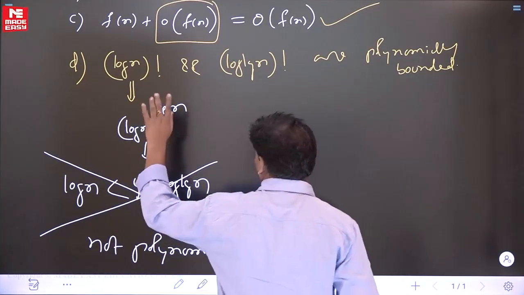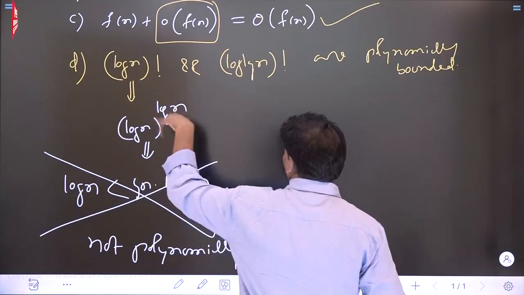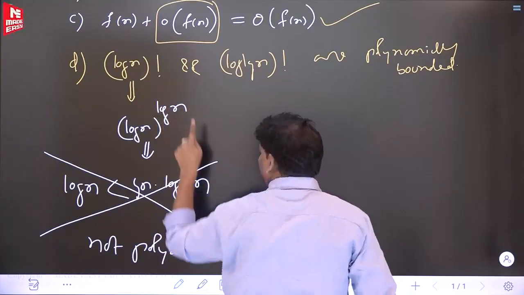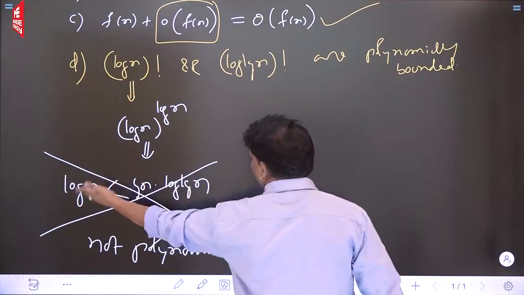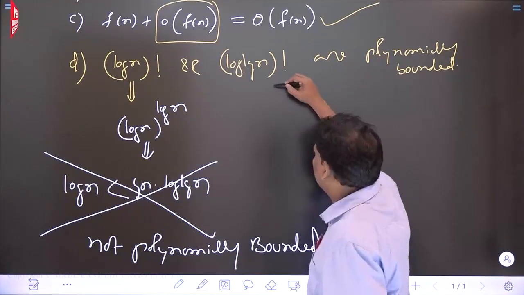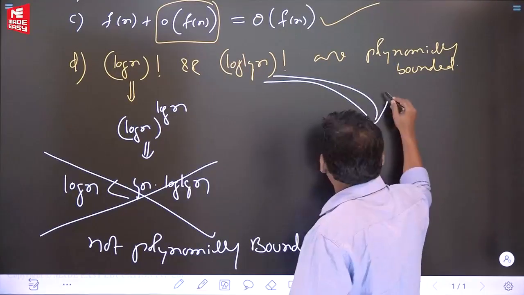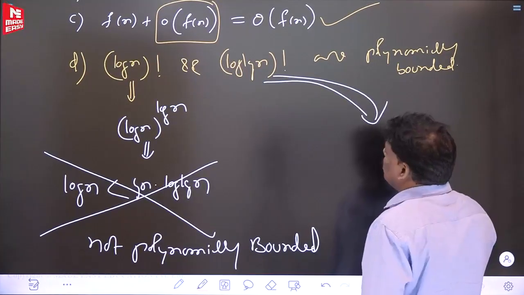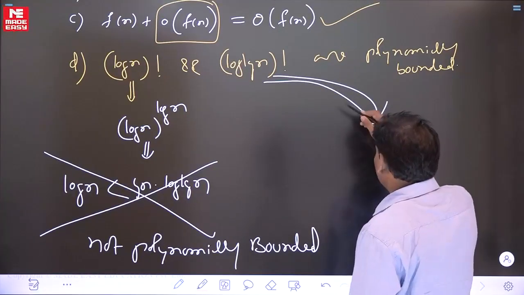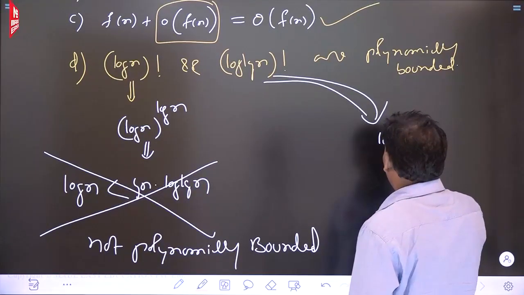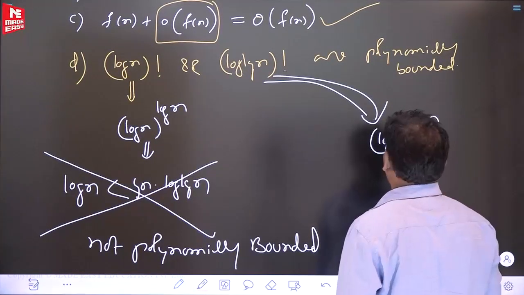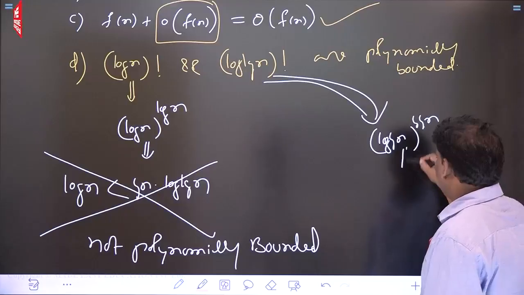Some people are asking, sir, can you repeat once again? When can I say a function is polynomially bounded? After applying log, if its value is more than log n, it is not polynomially bounded. Let's check here also. Log n factorial: let me write the upper bound, log n whole power log n, the closest upper bound. Let me apply log here.